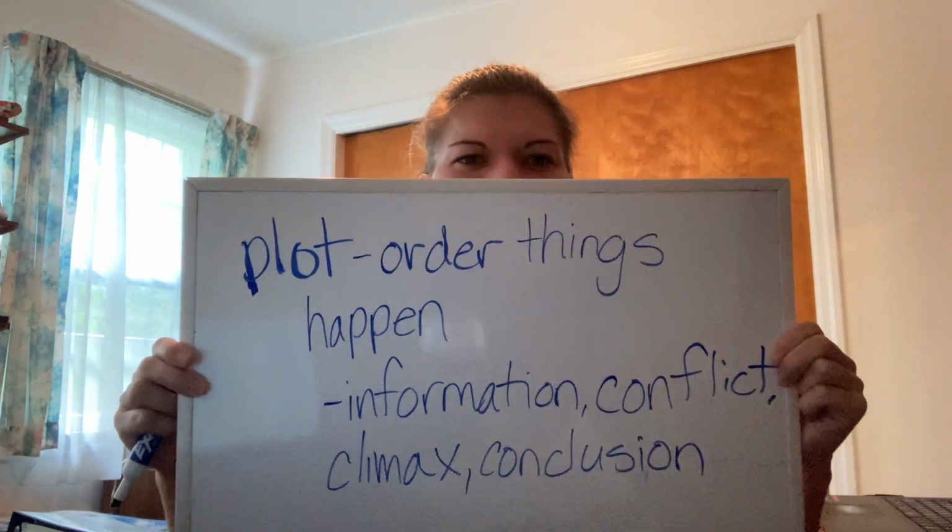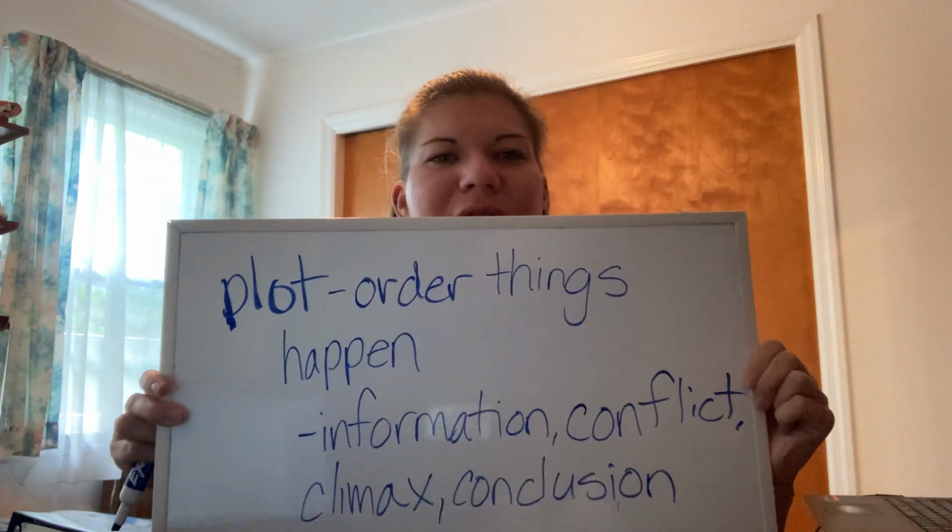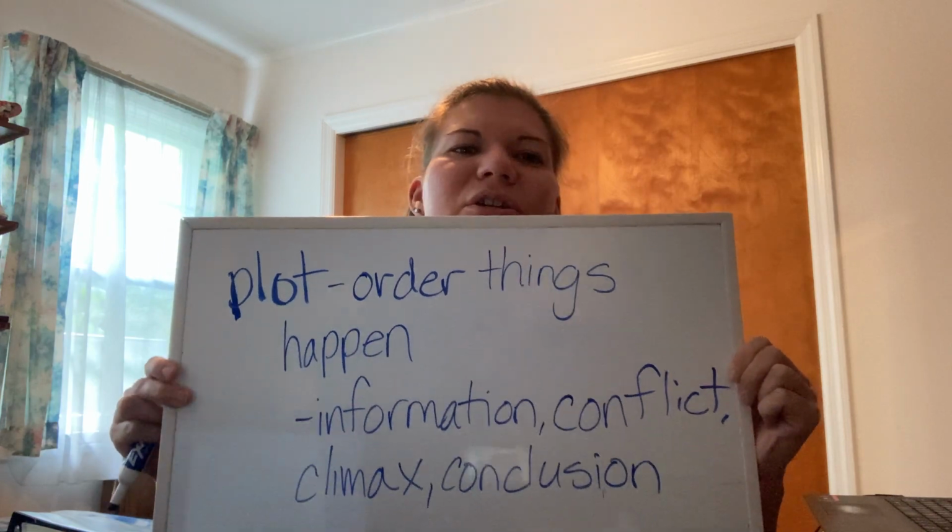So I also am including in what I send you the definitions of all these things that we will be talking about. So that way you have it and you can print it out and use it while we're talking about it. But again, your plot is just the order things happen, and it includes your background information, your conflict, the climax, and your conclusion. So once you know your summary of where your story is going, you can focus on some of the details.